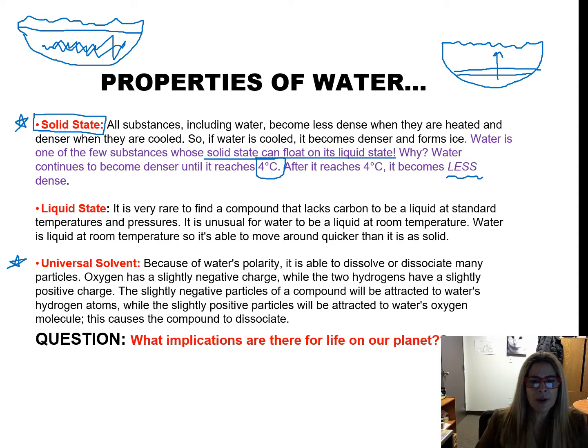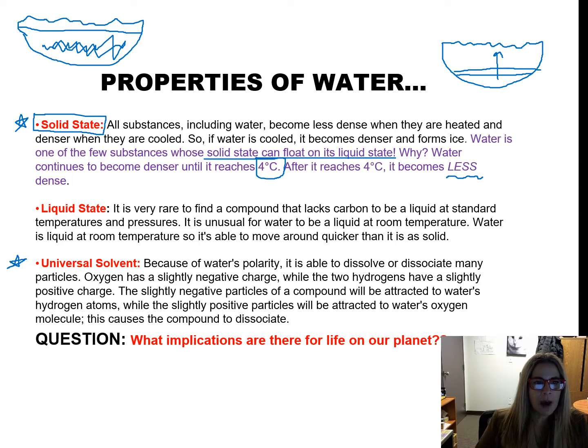We're going to skip over the liquid state because all that really talks about is that it's really rare for water to be liquid at room temperature. Most substances are not. If you were to look into your chemistry guides at freezing points and boiling points of other types of liquids, water is very unusual in that it's going to be liquid at room temperature of 21 degrees Celsius.